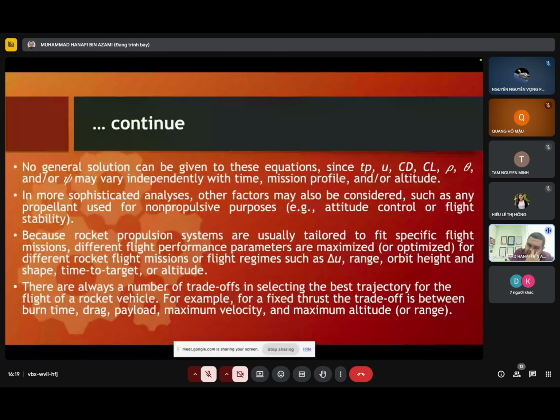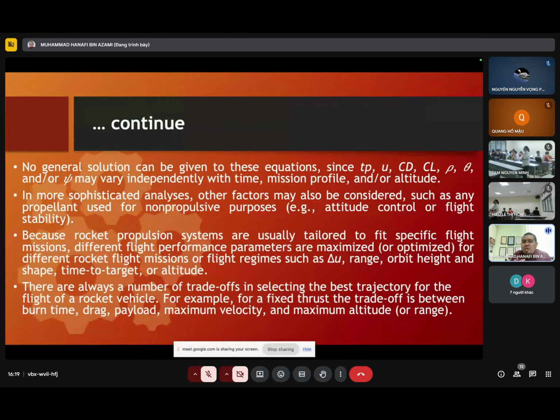So in more sophisticated analysis, other factors can also be considered, such as any propellant used for propulsive purposes, attitude control, or flight performance, because rocket propulsion systems are usually tailored to fit the specific flight mission. Different flight performance parameters are maximized or optimized for different rocket flight missions or flight regimes, such as delta U, which is the mission. Delta U is important. Range, orbit height and shape, time to target, or altitude.